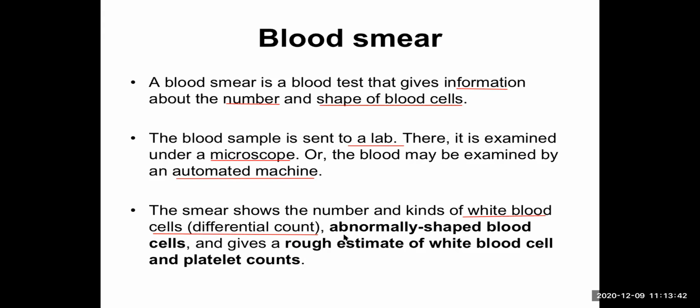Another is abnormally shaped blood cells, which will give us the diagnosis. For example, sickle cell RBC. If sickle cell RBCs are present, then this is called sickle cell anemia. One simple example I'm providing here. It also gives a rough estimate of the white blood cell and platelet count. The total WBC count and the total platelet count can also be estimated by peripheral smear examination.